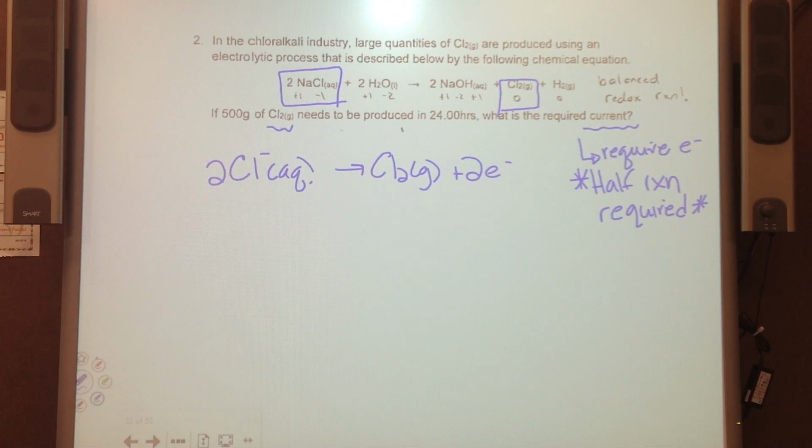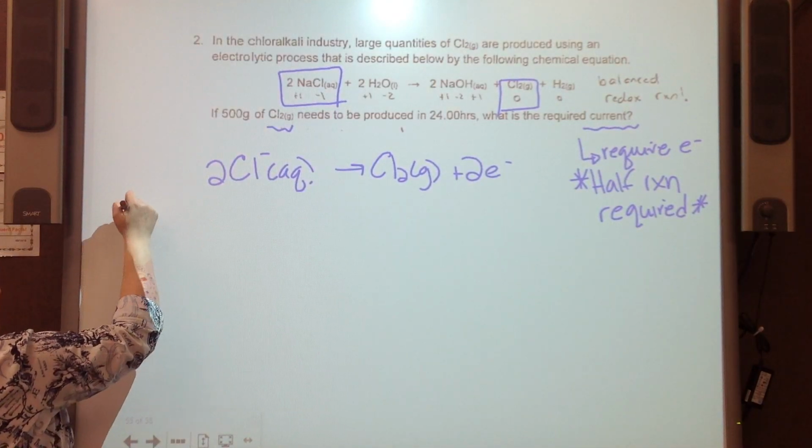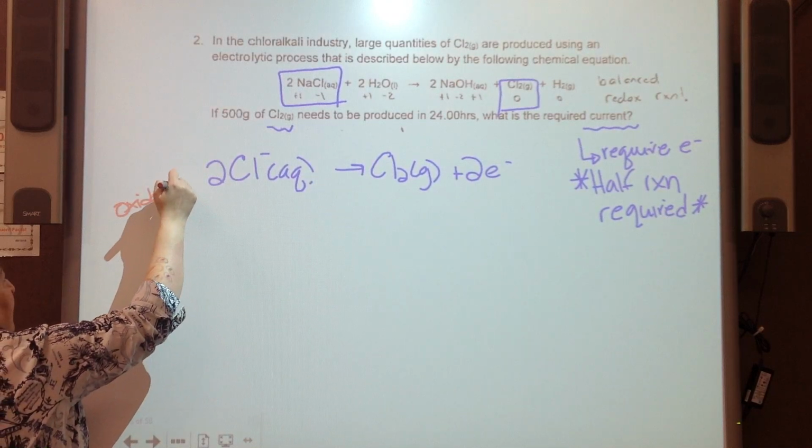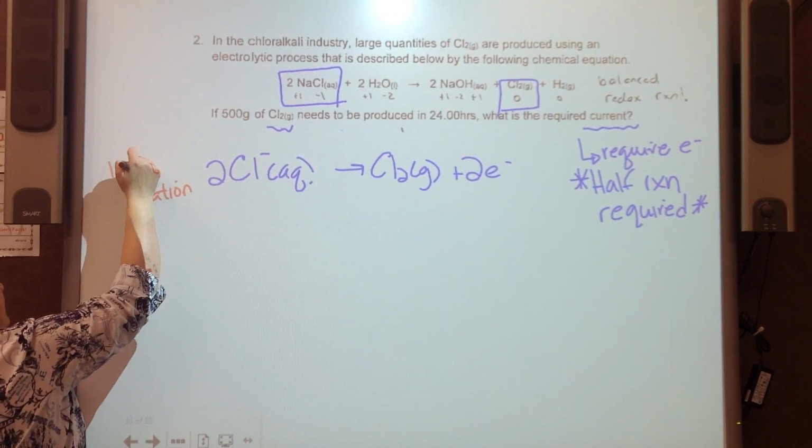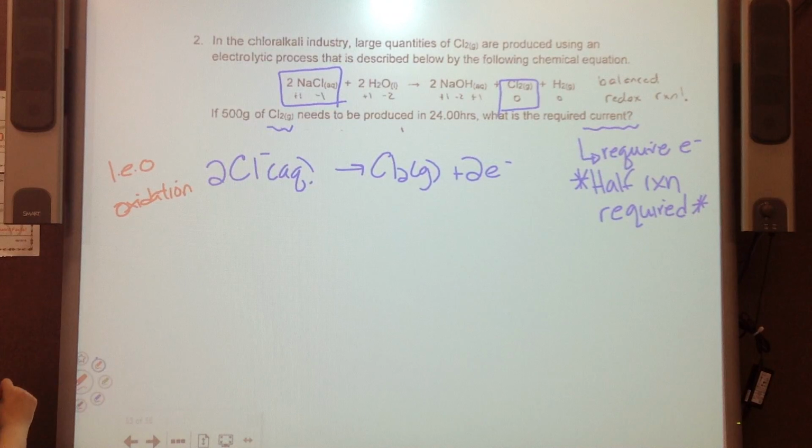What kind of reaction is this? Oxidation. It's oxidation because it's a loss of electrons. Right? You're going from -1 to 0. It's a loss of electrons.